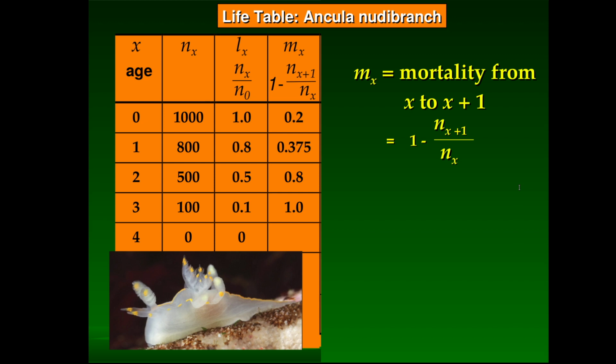Now, what equation did we use to get these numbers? Well, m of x is equal to 1 minus n at the next age class divided by n at the previous age class.